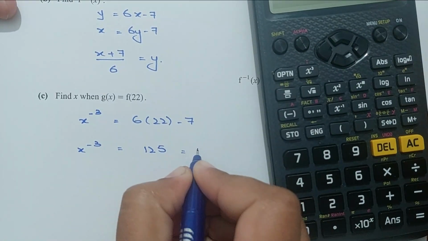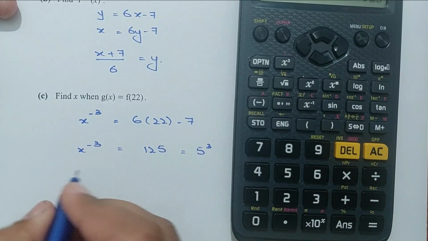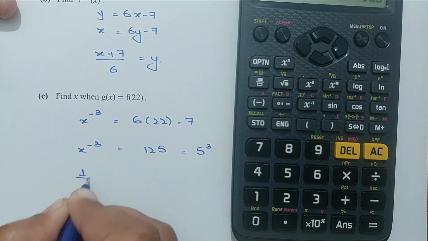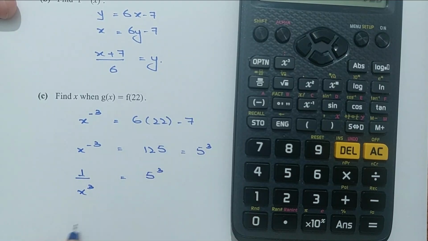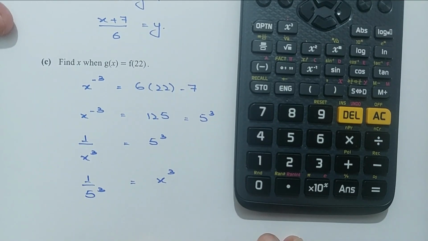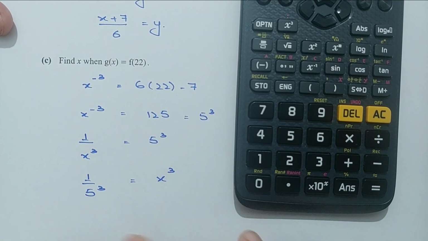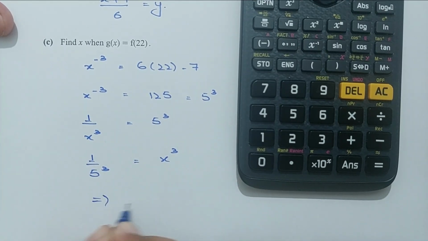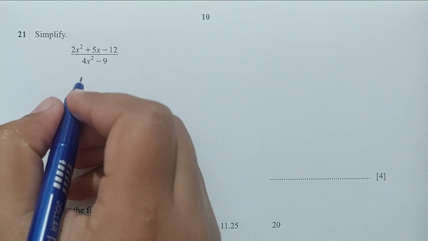So 125 is 5 cube basically. 5 cube is 125. Okay, this is 1 over x cube and this is 5 cube, right? Switch it. 1 over 5 cube equals x cube, right? And what is x? X is taking the root power 1 by 3 on both sides. So from here x is equal to 1 by 5, right? Question number 21, simplify.